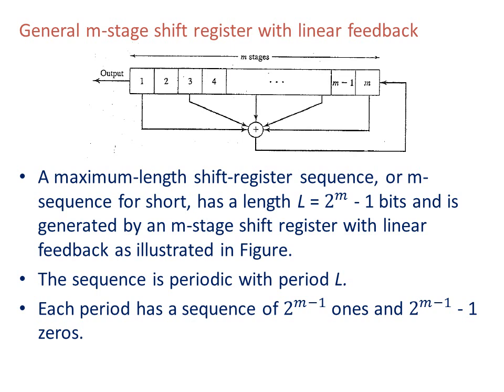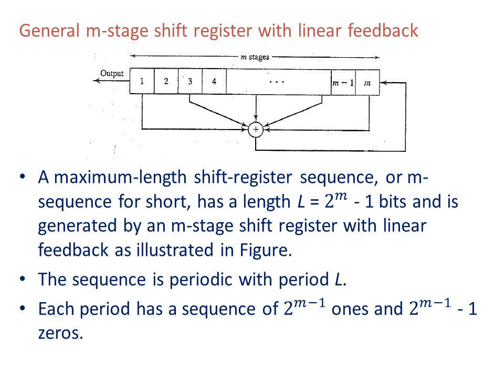The second point is the sequence is periodic with period L. That means the maximum length sequence generated will repeat after a period of L. In the previous example, it repeats after a period of 7. The next point is each period has a sequence of 2 to the power m minus 1 ones and 2 to the power m minus 1 minus 1 zeros.